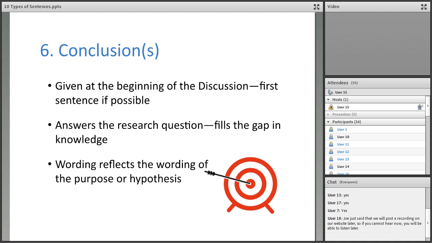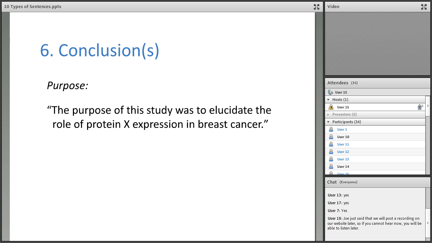So let's talk a little bit about the sentences that you can use to help ensure that readers will understand you. So we advocate beginning your discussion with a statement of your study's conclusions. This is the statement that's going to answer your research question. It's going to fill the gap in knowledge that you stated in your introduction. And its wording should reflect that of the purpose or the hypothesis statement.